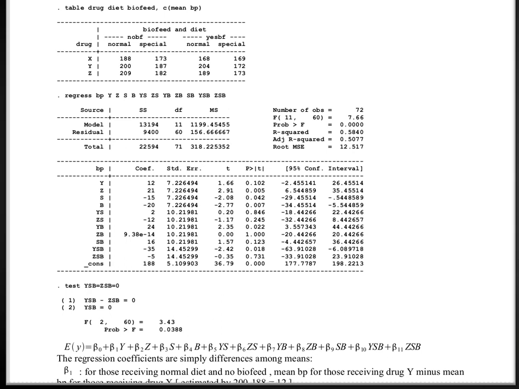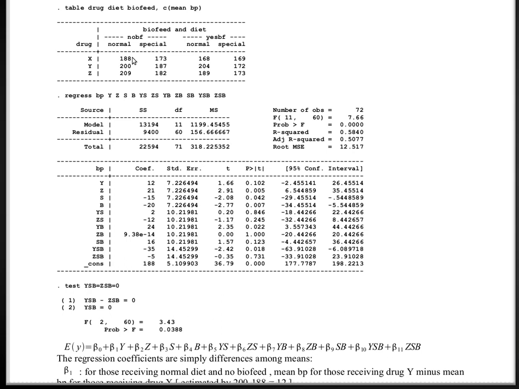Now, the first thing that we need to identify and remember is that we do have orthogonality here. We do have this balance issue. We have exactly 6 participants in each of the 12 groups. And what do we see? If we use the table command in Stata and ask for the average blood pressure measurement in each of the 12 groups, we see, for example, that the 6 participants in the group that received drug X, that received the normal diet and had no biofeedback, had an average of 188.